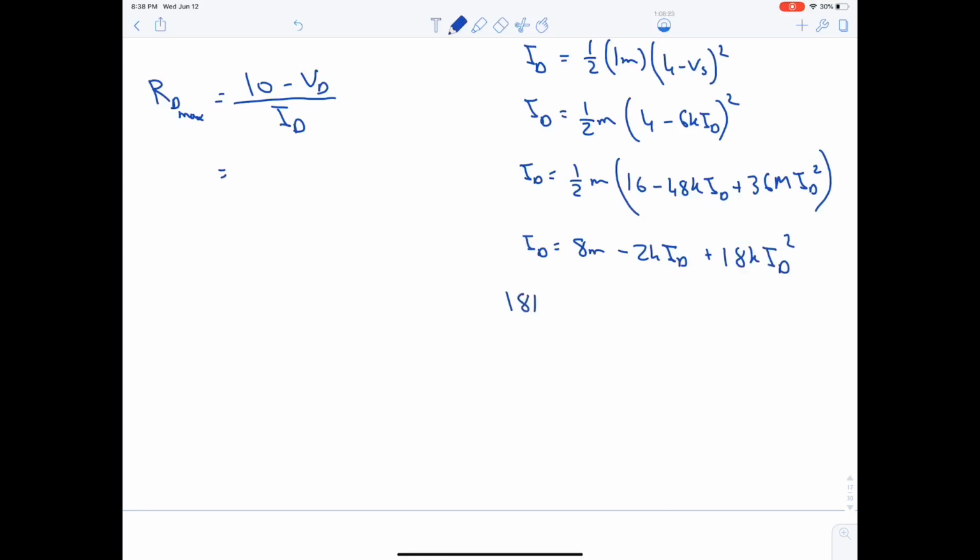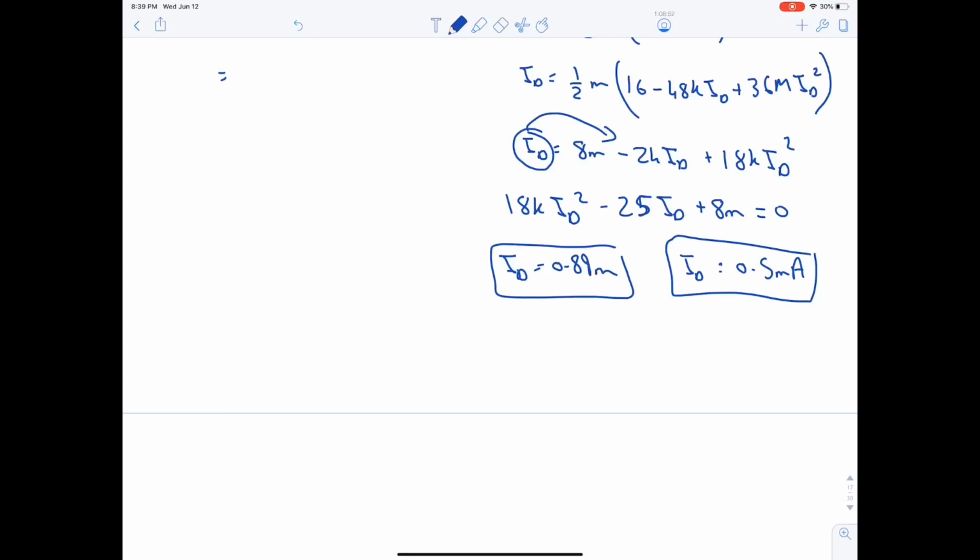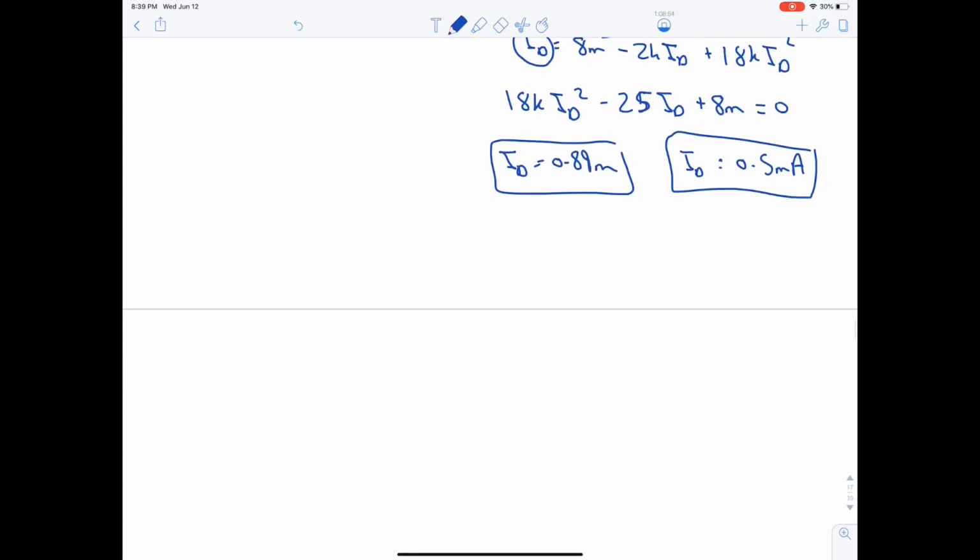This will become 18k ID squared minus 25 ID plus 8 milli equal to 0. That's why it became minus 25, because there's a 1 ID here. Okay, using the quadratic equation through the calculator, this will result in 0.89 milliamps and 0.5 milliamps. We need to pick one number. So what are we going to do? We're going to check which is the correct number.